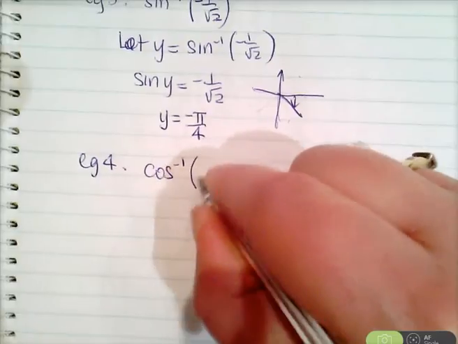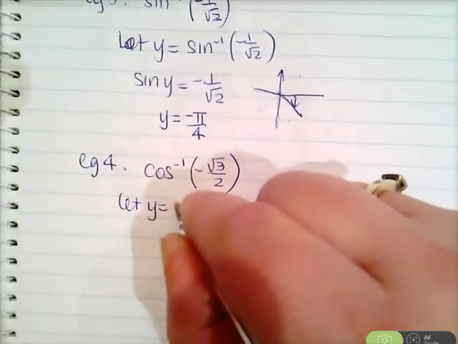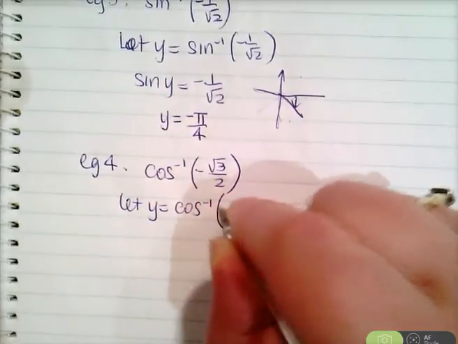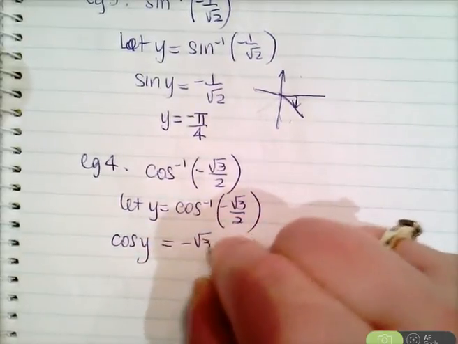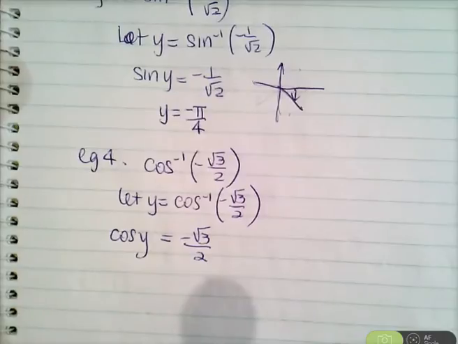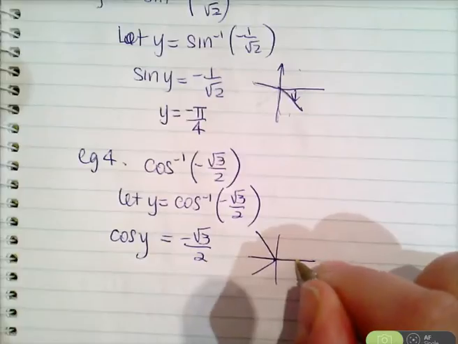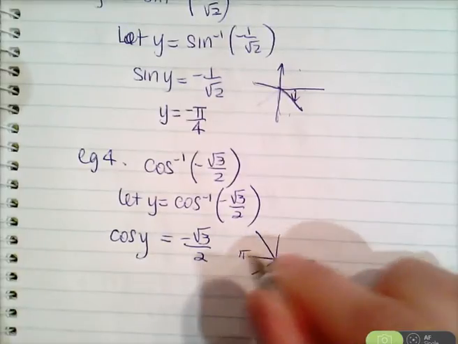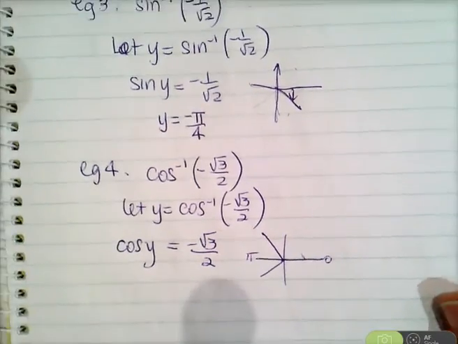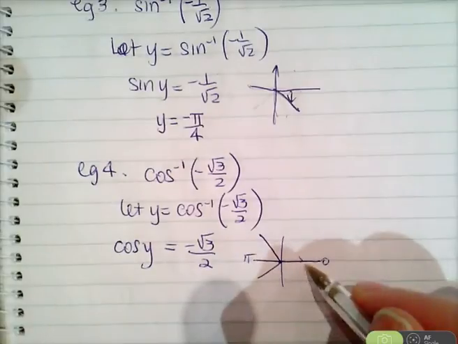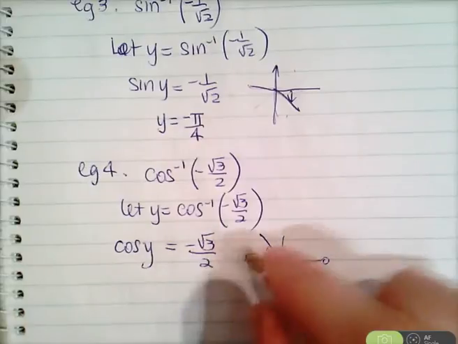Let's look at cos to the minus 1 of negative root 3 on 2. So we're going to let y equal cos to the minus 1 of negative root 3 on 2. So therefore cos of y equals negative root 3 on 2. Now all stations to central, cos is negative in quadrants 2 and 3. This goes up to pi, so this is allowed because the range of the inverse cos function is from 0 to pi. So therefore we'll have our quadrant 2 result here.